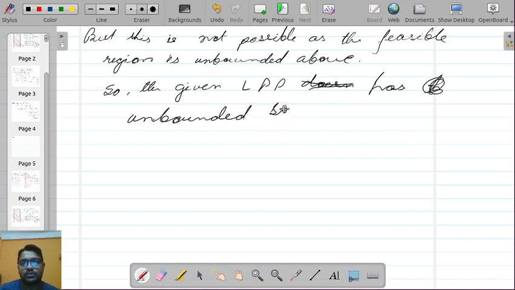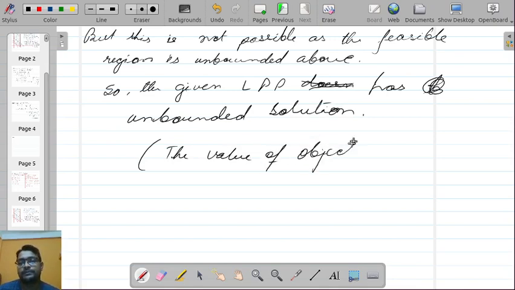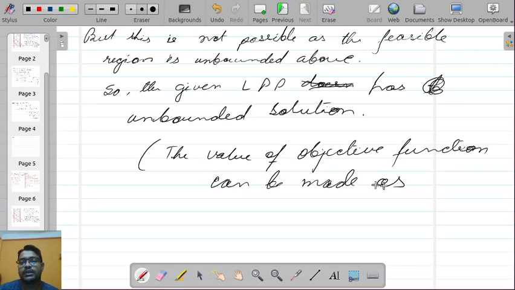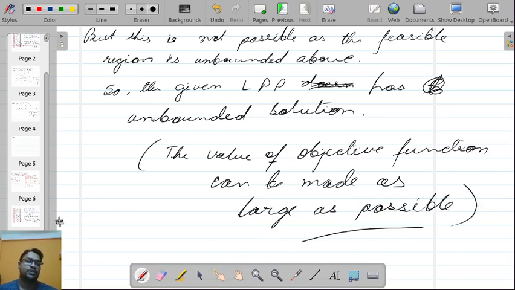Unbounded solution. So that means the value of the objective function can be made as large as possible. That is the meaning, right?